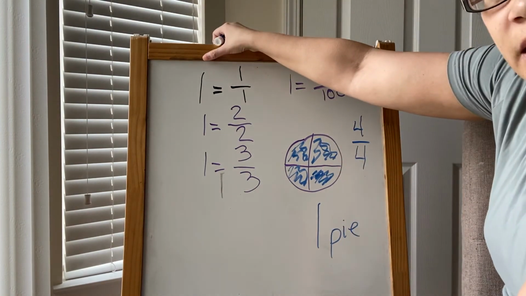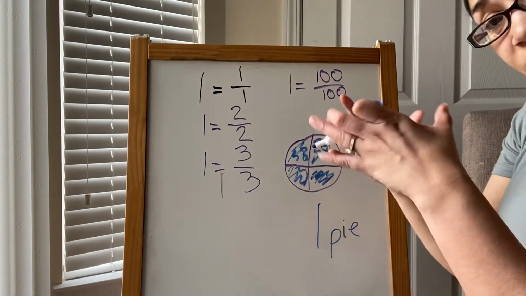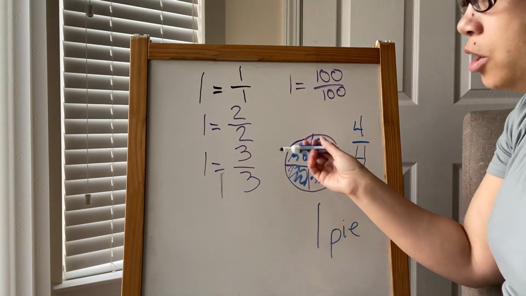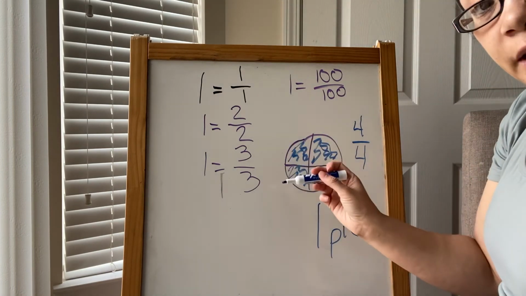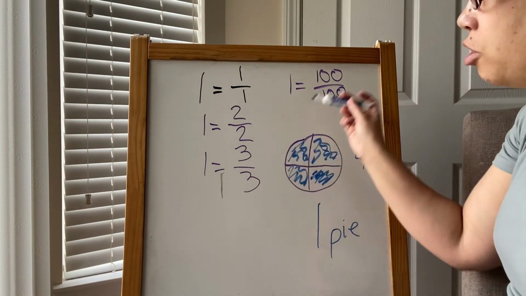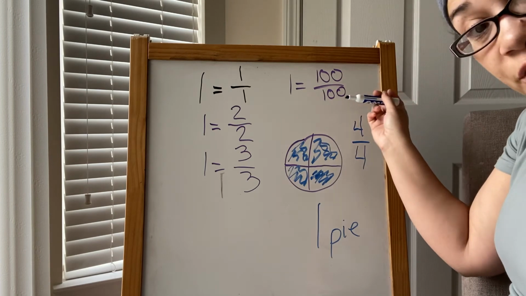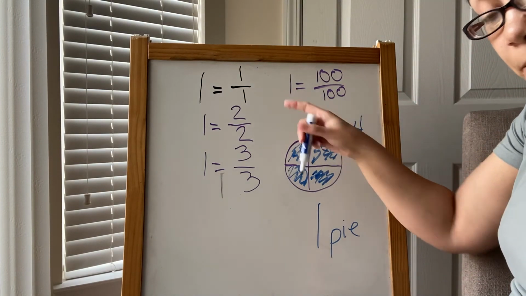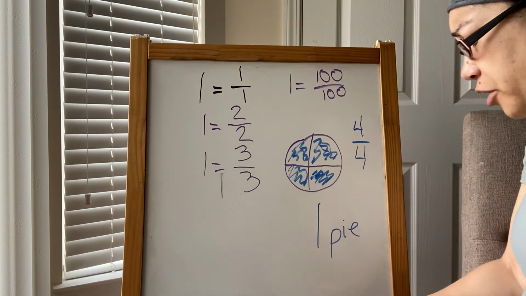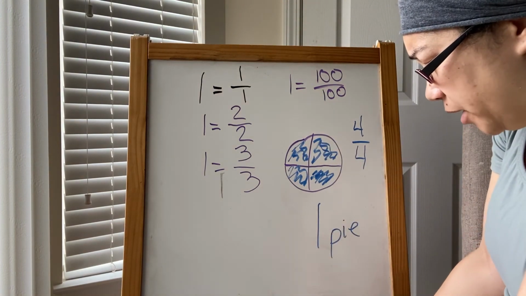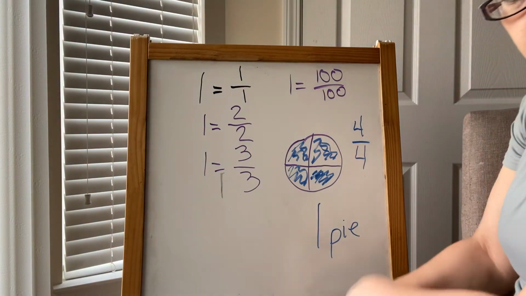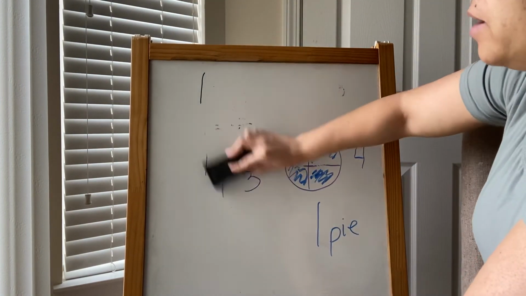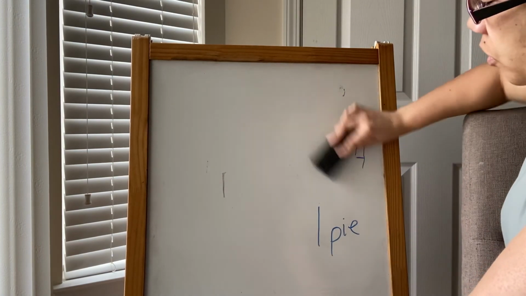So 1 can always be represented as a part out of a whole, but it has to be the entire number. So whenever you see 3 out of 3, 2 out of 2, or even 100 out of 100, you know that that number is actually a whole, or that that number is 1, okay? If you're struggling with this concept, please keep rewinding this video. Try some problems on your own, and then I think you'll have the concept down. It's fairly easy.